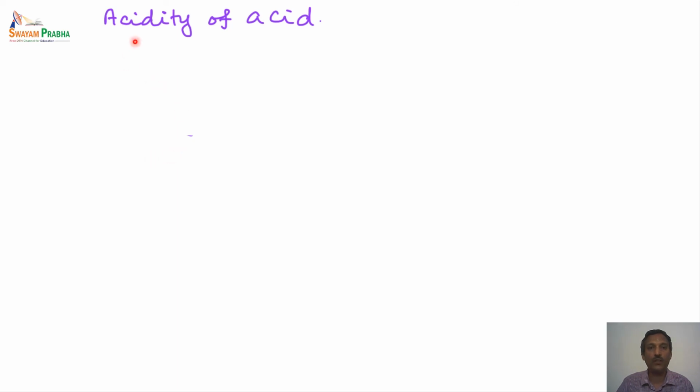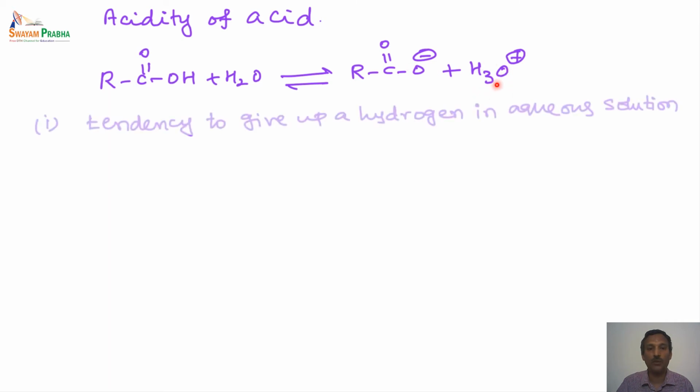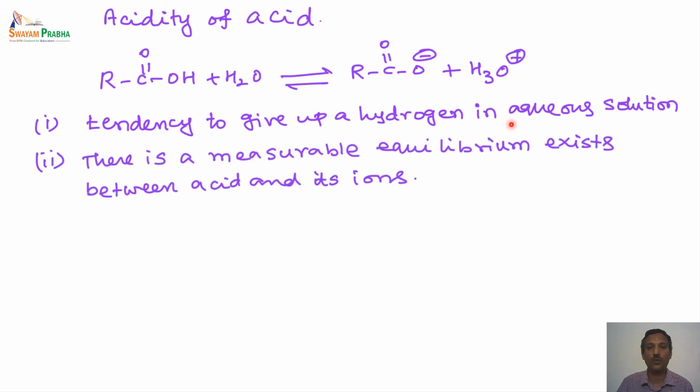Now let us look at the acidity of acids. The carboxylic acid, when treated with water, produces the carboxylate anion, and H3O plus is formed. What are the important parameters that affect the acidity of carboxylic acids? The important thing is the tendency of the carboxylic acid to give up a hydrogen in aqueous solution. That is why we call this an acid, and there is a measurable equilibrium between the acid and its ions. This is the crucial thing for the acidity of acids.